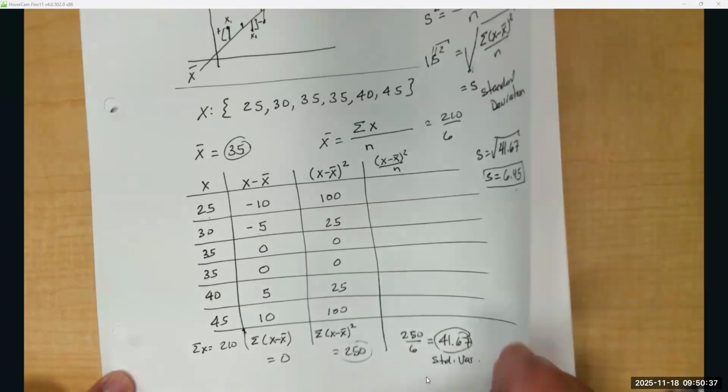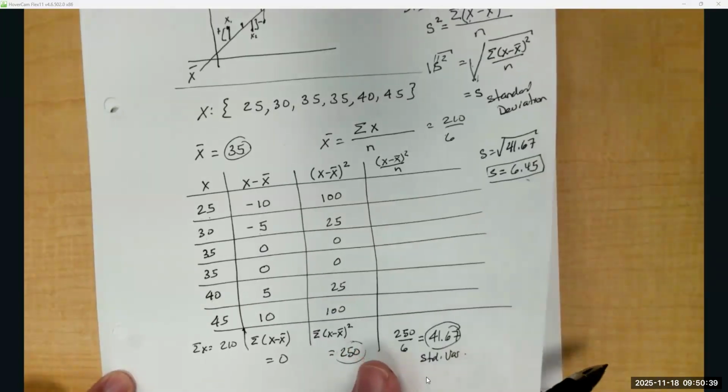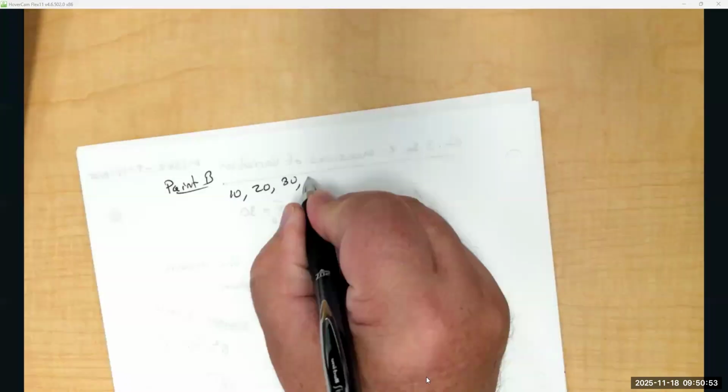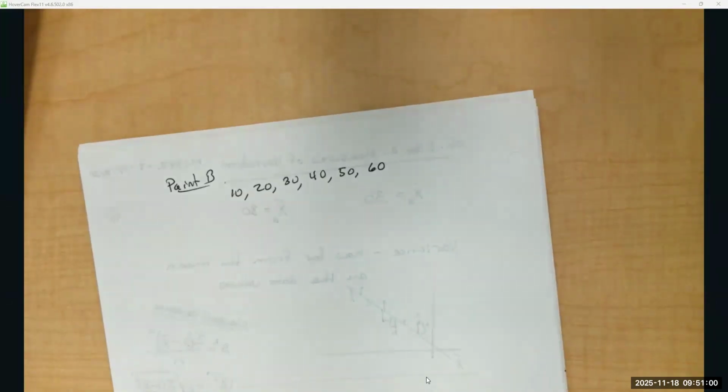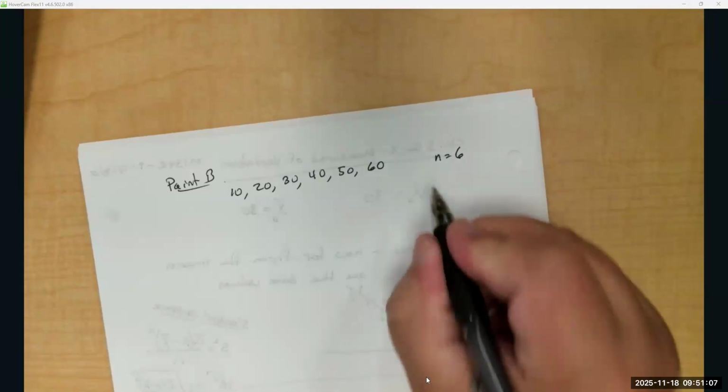You want to compare it to the other data? Okay, let's compare the other data. So the other data, this is for paint plant sample B. It is 10, 20, 30, 40, 50, 60. Again, we have the same number of samples. So find me the deviation.